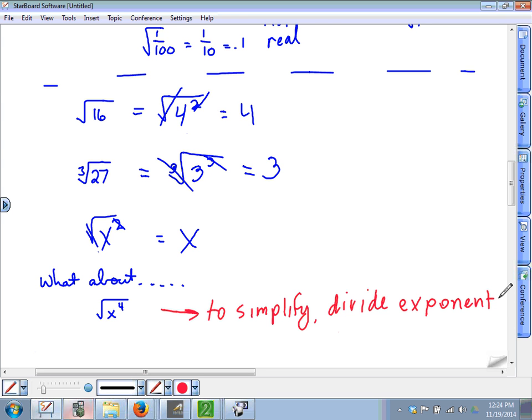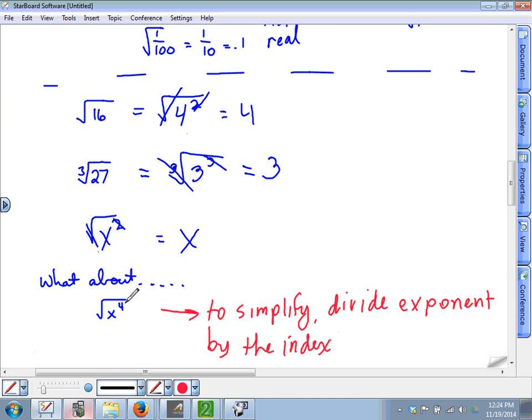Did I lose anybody on that? You divide the exponent by the index. You divide the exponent by the index. Exactly, yep. You're right. So let's make sure that we all know what is what.